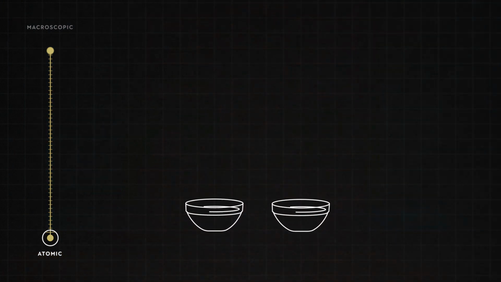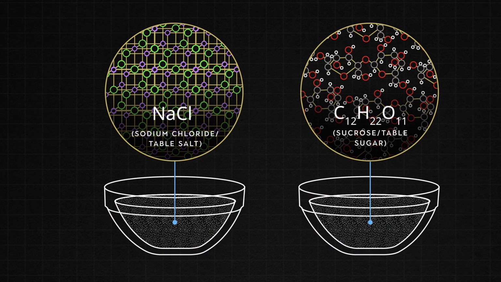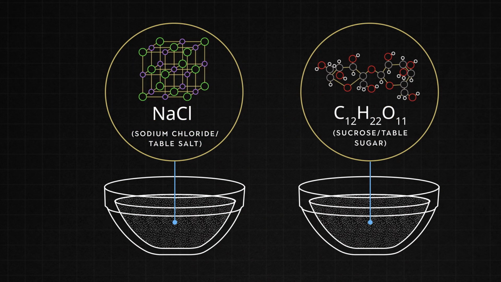At the macroscopic scale, sugar and salt both appear as small white crystals. But let's zoom in and examine them at the atomic scale. You'll see in both substances, the particles are arranged in a lattice. However, the sugar lattice and the salt lattice are different from one another. The difference between the two involves the type of particle within the lattice.